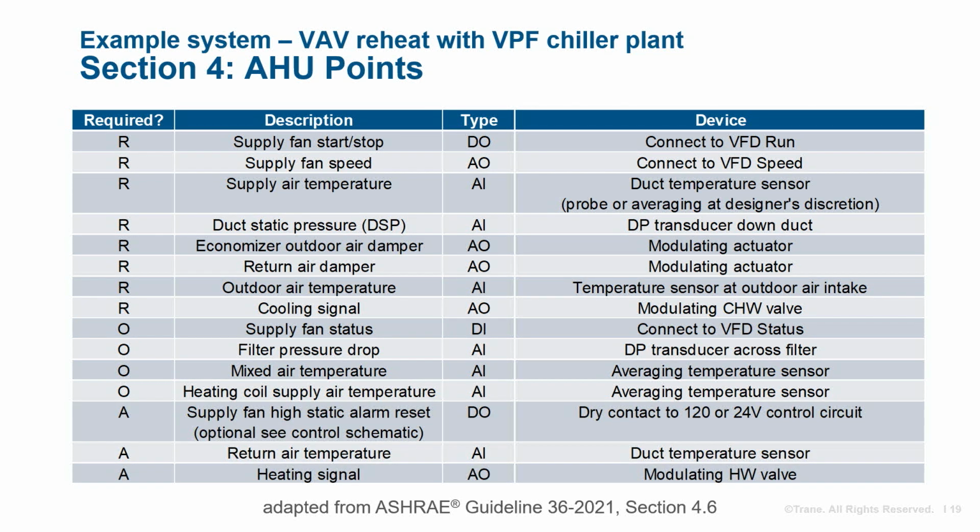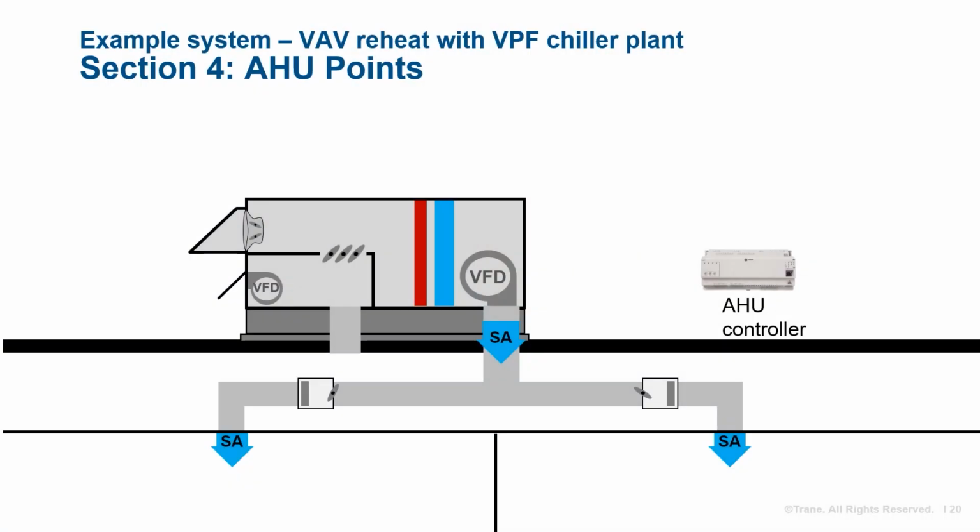Application-specific points are included at the bottom of the table. For example, if there's a heating coil in the air handler, often used to temper supply air in cool climates, it needs to be told when to heat and may send its supply air temperature back. Circling back to our air handler on the roof, we can visualize those required points from the top of the table. Let's walk through them now.